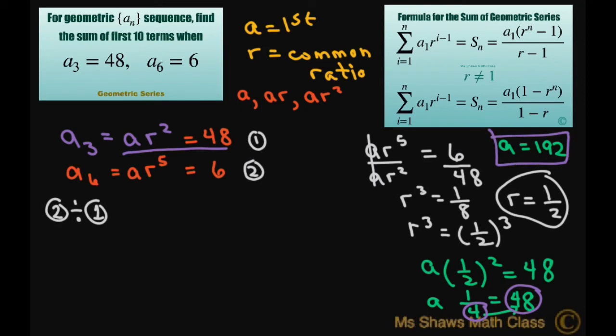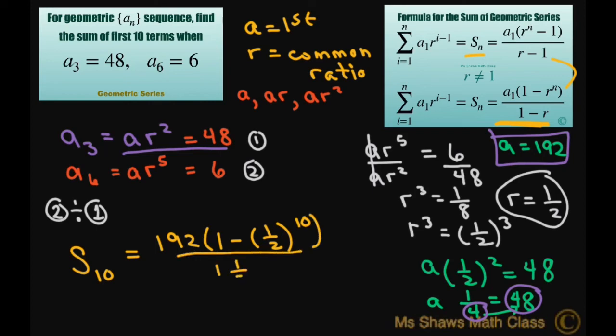Now using our formula for the first 10 terms, our S sub 10 is going to be your first term times, and let's use this formula instead. These are both basically the same. It just depends on what order you want to go in. So let's do 1 first. So 1 minus your common ratio to the power of n. Our n is 10. All divided by 1 minus 1/2.